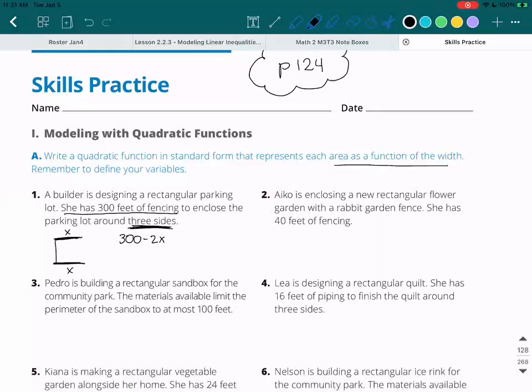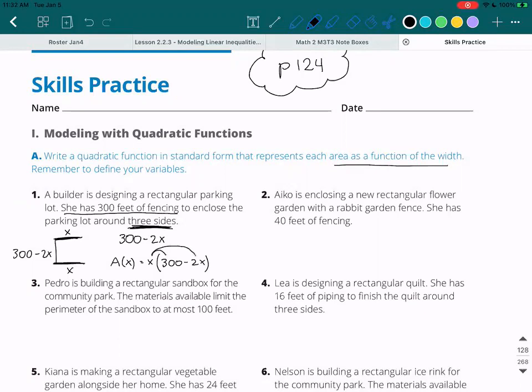Our width was x, and our length was 300 minus 2x. And then the area is going to be length times width. So area, I'll just write it as a of x, so a of x is equal to x multiplied by 300 minus 2x. So you multiply it together because when you find the area of a rectangle, you just do length times width. So we have our length is the 300 minus 2x, and the width was x, so you just multiply it together.